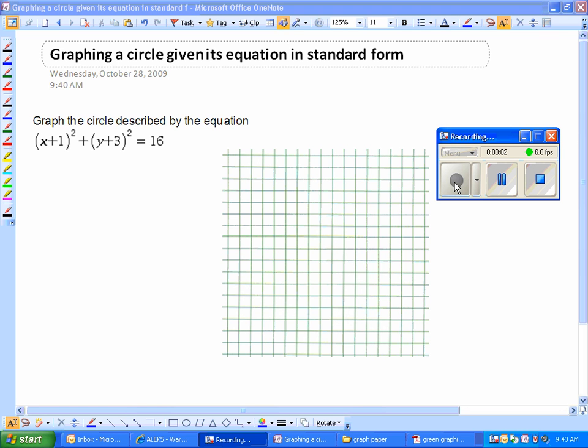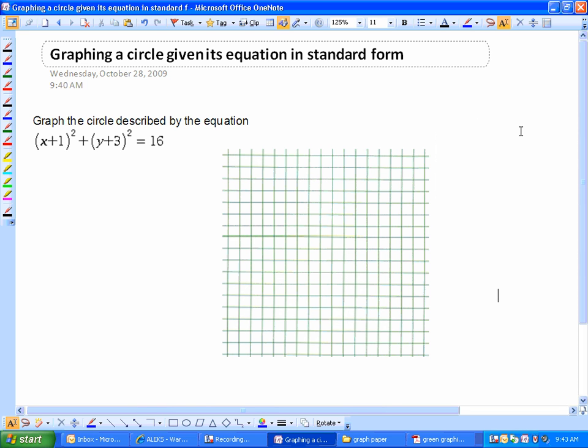Hi, this is Ken Roosevelt, and we're going to talk about graphing a circle given its equation in standard form. This is actually one of the relatively easy topics in Alex, and so it shouldn't be too hard to explain here.